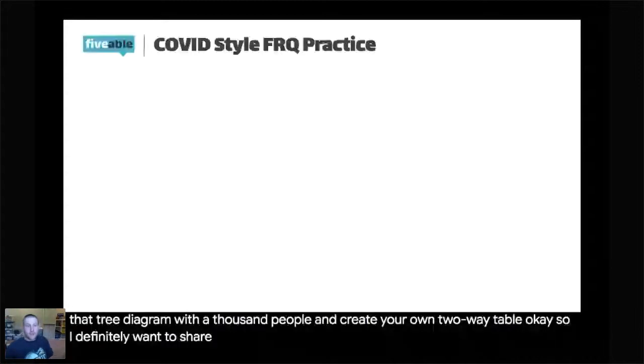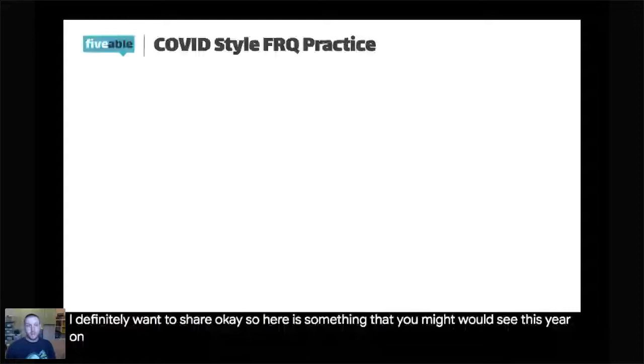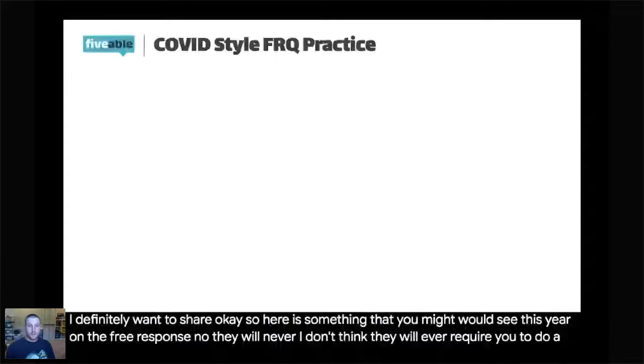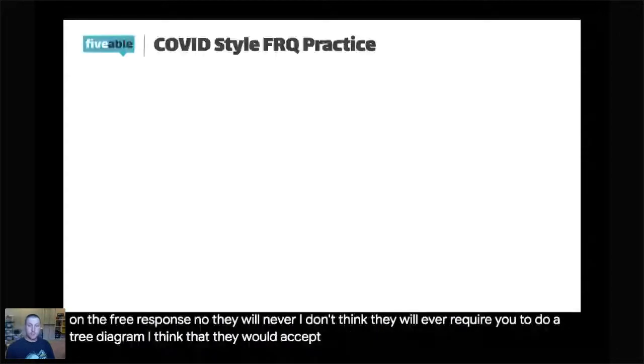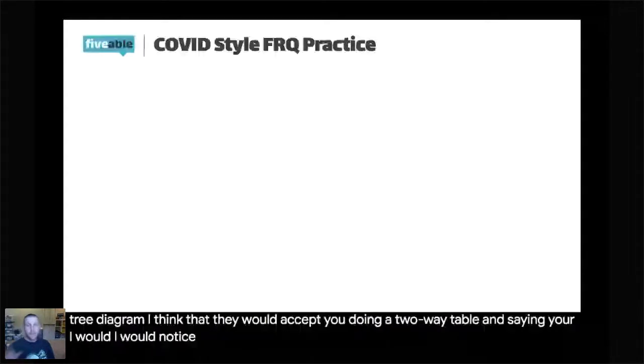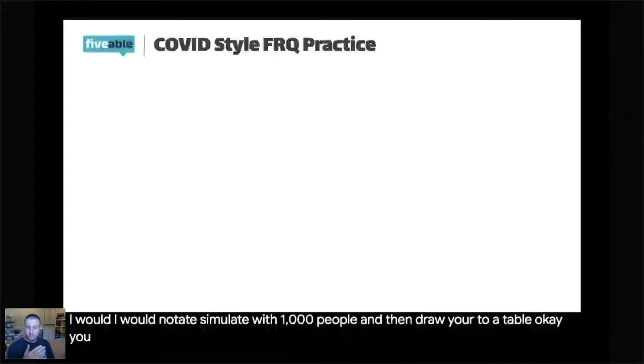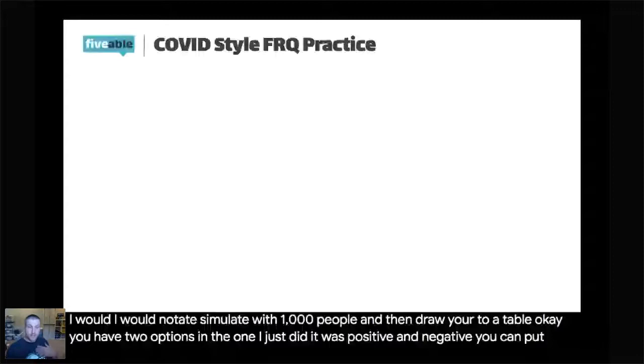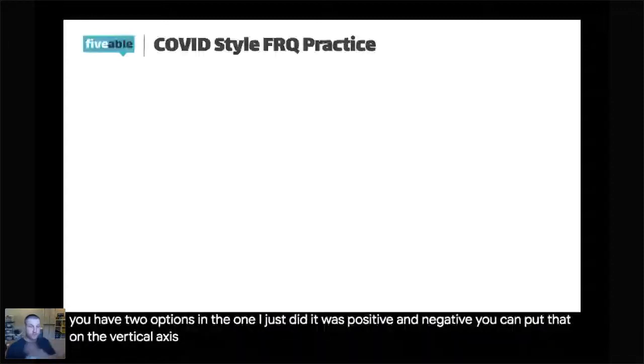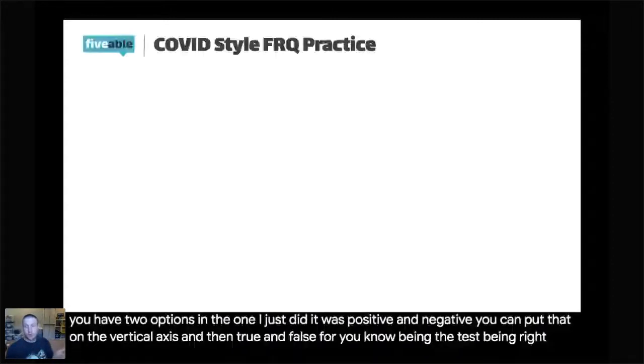Okay, so here is something that you would see this year on the free response. I don't think they will ever require you to do a tree diagram. I think that they would accept you doing a two-way table and saying I would simulate with 1,000 people and then draw your two-way table. Okay, you have two options, and the one I just did, it was positive and negative. You can put that on the vertical axis, and then true and false for the test being right or wrong. Those were your two events.